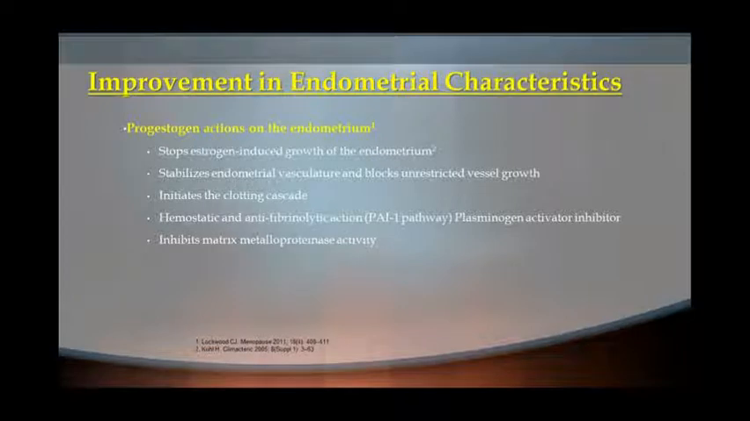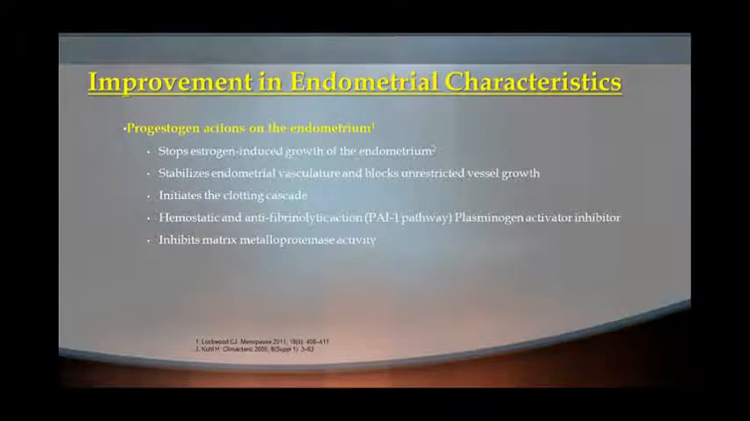So progestogen, in its biological or physiological features, stops, like I said, the overproduction and unopposed effect of the estrogen. It stabilizes the endometrial structure, as well as it minimizes the effect of hypercontractility in the uterus, and that's why we use it in pregnancy.